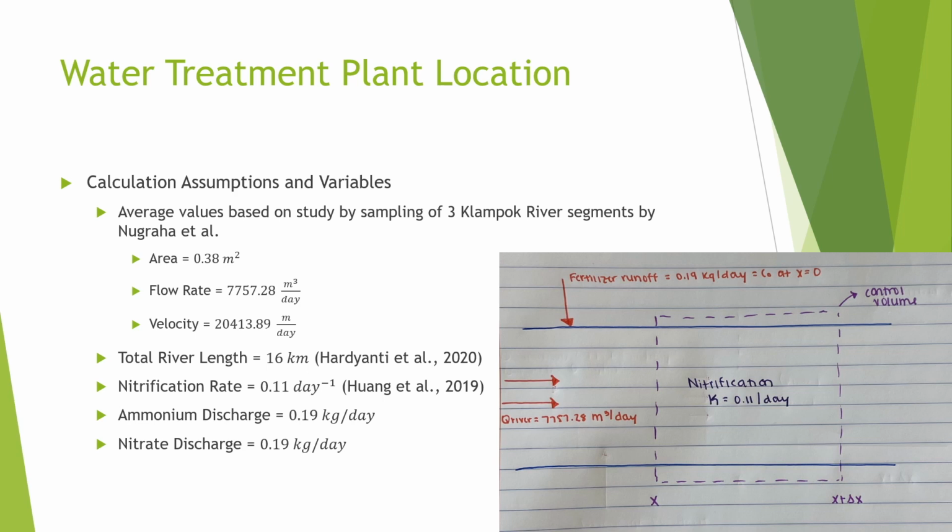these two values. In the bottom right corner shows a visual representation of a plug flow reactor of the agricultural runoff into the Clampock River. We can see the rate the fertilizer is discharged into the river and the flow rate of the river. In addition, the control volume is evident by the dotted lines. The control volume is where nitrification occurs and is meant to represent the area from the point of discharge and mixing to the point that 99.9% of ammonium is converted into nitrate.